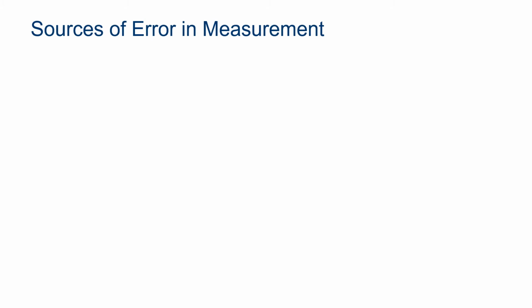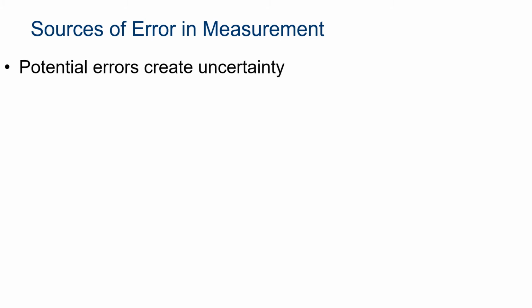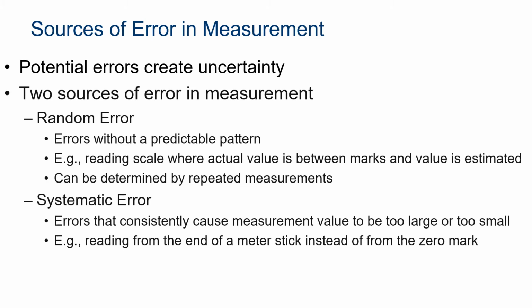All right, so sources of error in measurement. Potential errors create uncertainty. There are two types of errors that can occur in measurement. Random errors are typically associated with the measuring equipment or the person performing the measurement. For example, when measuring the volume of a liquid in a graduated cylinder, the measurement value may fall between two graduations on the cylinder. The reader must estimate the value, which may sometimes be too large or too small. Random errors can be identified by repeating the same measurement.